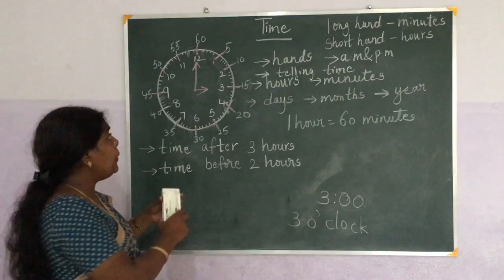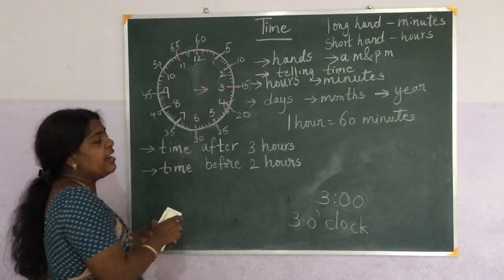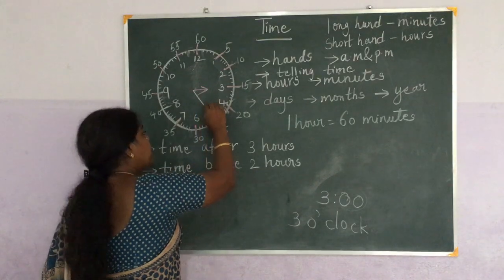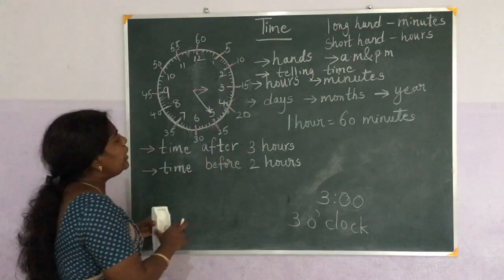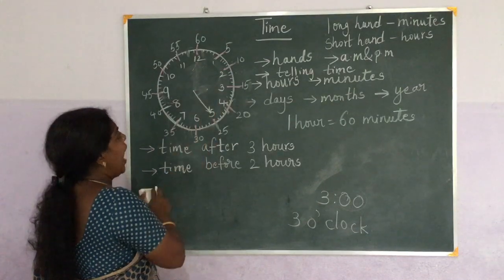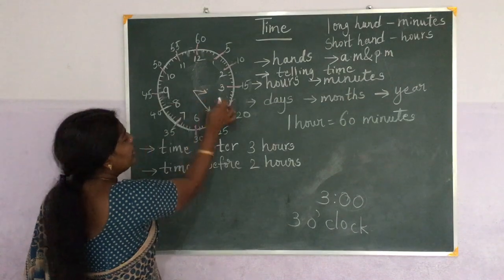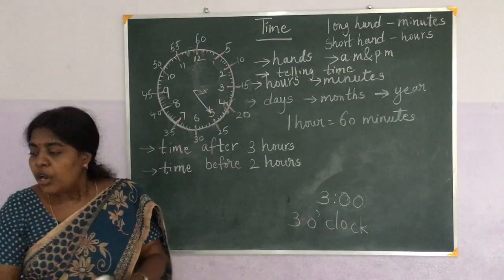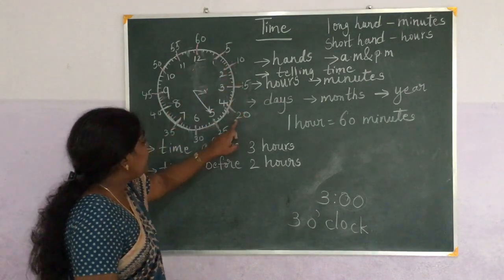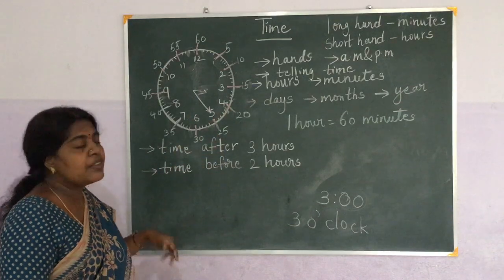Suppose I keep the long hand at number 5. So if I keep the long hand at 5, this short hand is between 3 and 4. Now we will see why I kept 5, 10, 15, 20, 25, 30, 35, 40 beside those numbers.